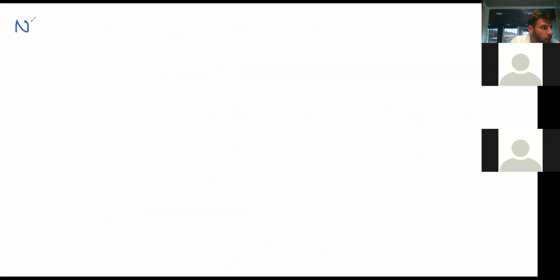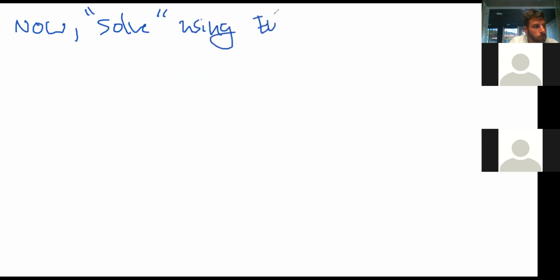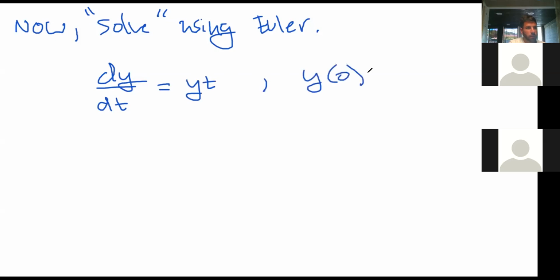So now we're going to solve. And I'll put solve in quotations because we're really approximating it. So, let's remind ourselves of what the equation is. Our equation was dy/dt equal to y of t, and our initial condition was y of 0 equals 1.